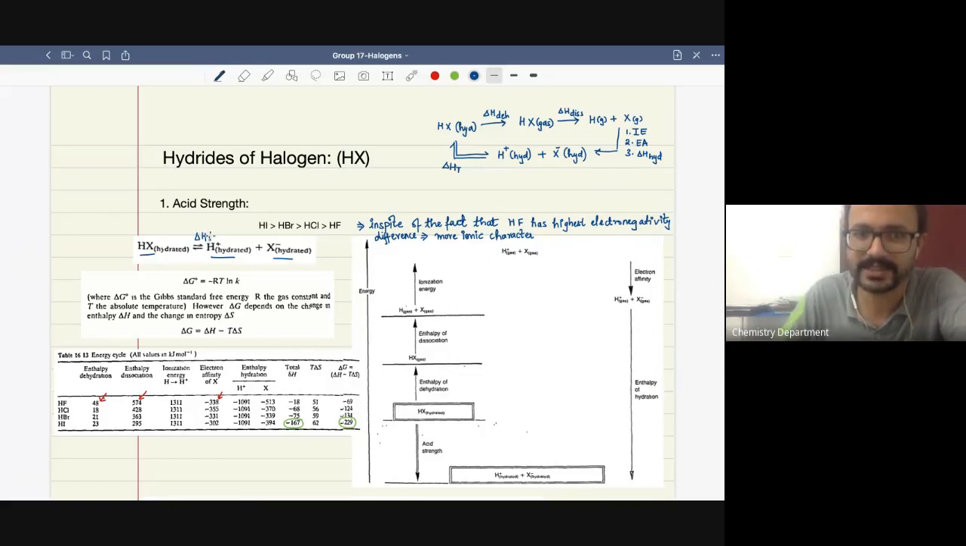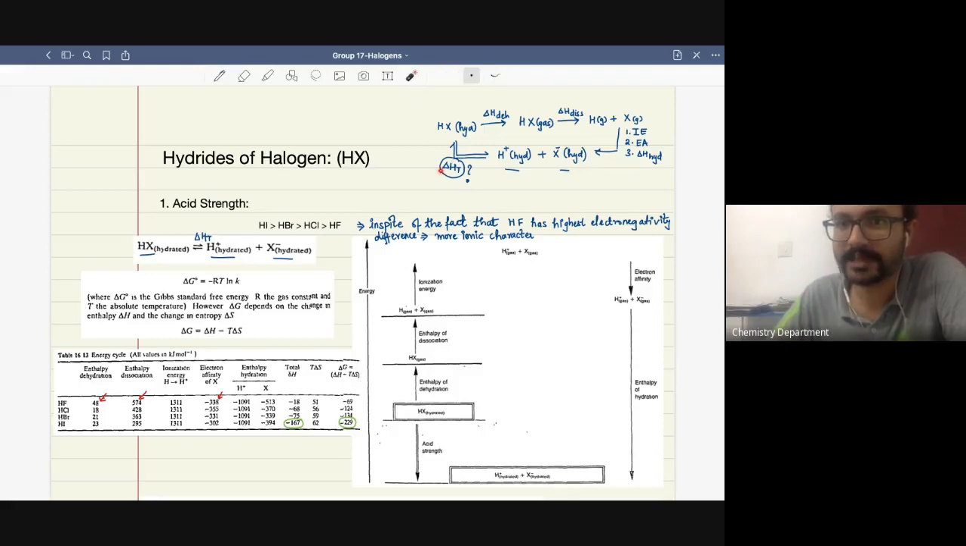So this delta H, which I have represented as delta HT, is what we are trying to calculate, with HX hydrated dissociating to give H plus and X minus in hydrated form. This will give an indication: a higher negative value means more acidic, a lower negative value means less acidic. This is the usual pathway, but this value we won't find in any thermodynamic table, so we have to find an alternate route.